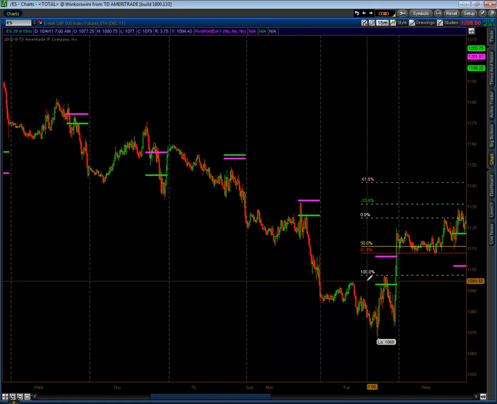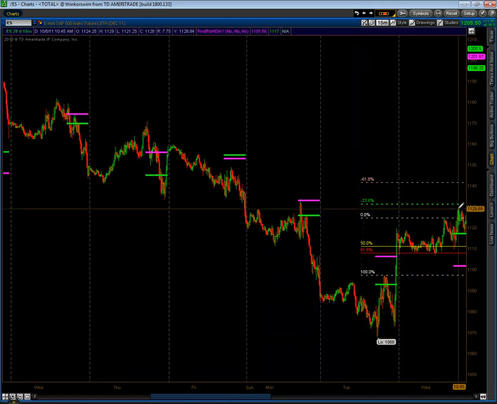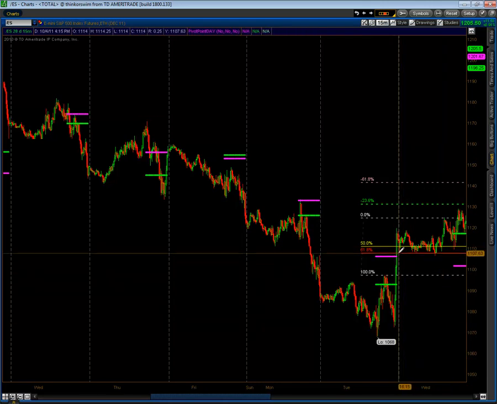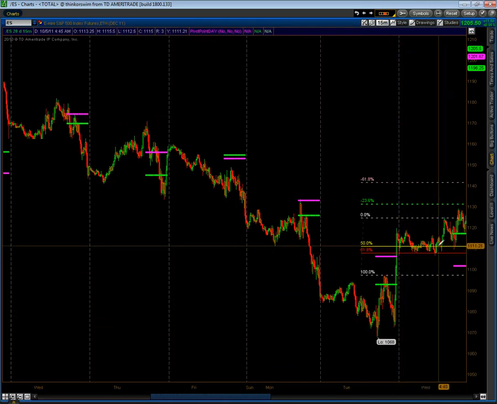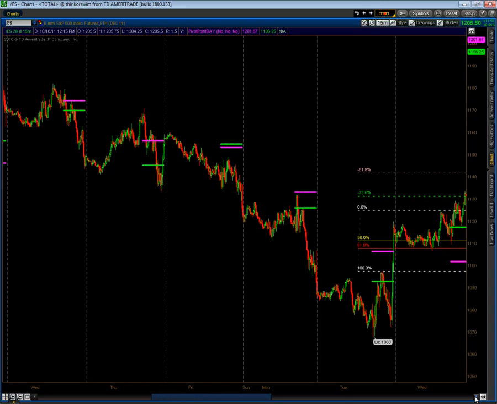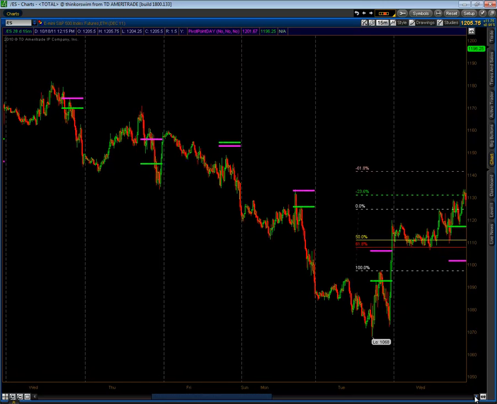So we know what our target is for the next trading day of this move that was really initiated at the close the day before. And we trade this stuff in between. So let's see what happens here. Okay, so we hit our target. We did blow through it a little bit, so that creates the possibility of another extension here.